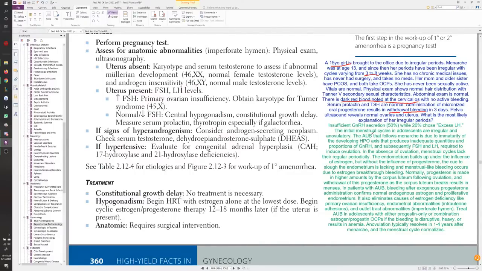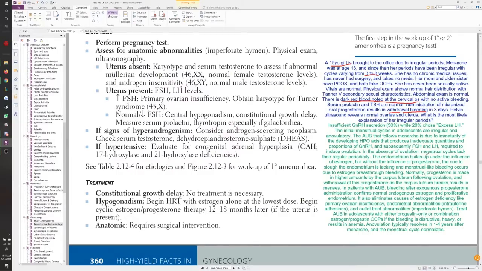The abnormal uterine bleeding that follows menarche is due to immaturity of the developing HPO axis that produces inadequate quantities and proportions of GnRH, and subsequently, of course, inadequate amounts of FSH and LH required to induce ovulation. In the absence of ovulation, menstrual cycles lack their regular periodicity.